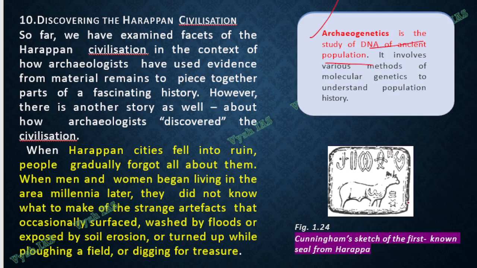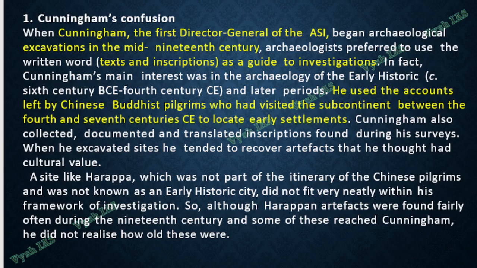And here Cunningham himself made a sketch of the first known seal of Harappa. Kind of animal is there, and that is how the first seal is there, and some writing is also there on the seal. Cunningham was the first Director General of the Archaeological Survey of India. So Harappan city fell into ruin. Men and women began living later somewhere else, and maybe washed by floods. Soil erosion happened, plowing, digging and all stopped.